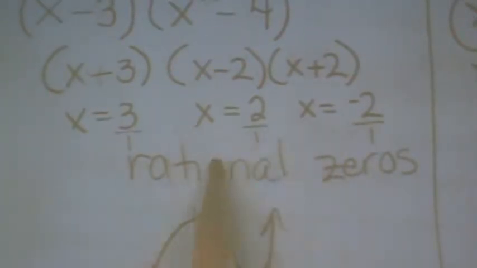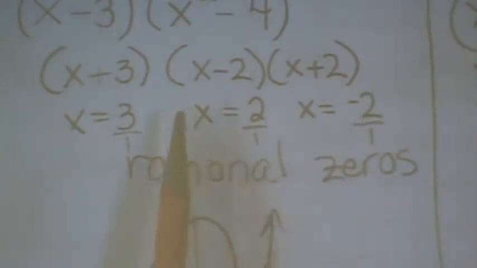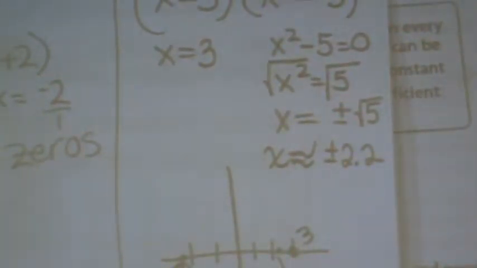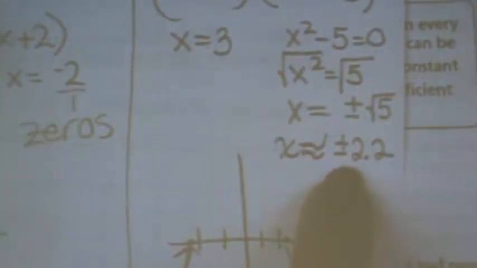So if it asks you in these problems, if this one said find all rational zeros, or if it said find all real zeros, you'd say 3, 2, and negative 2. For this one, if it said find all the rational zeros, what would you say? Just 3. What if it said find all the real zeros? You'd say 3 and plus or minus square root of 5.